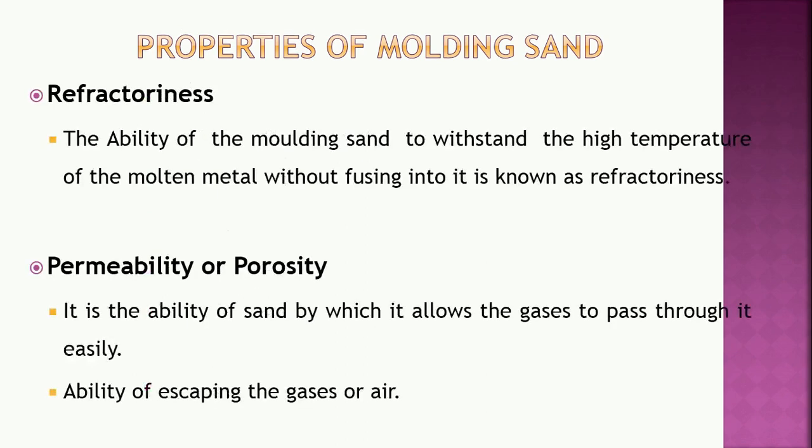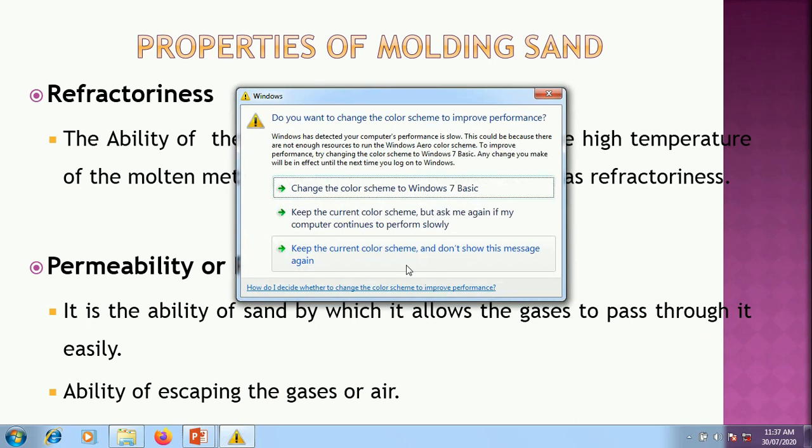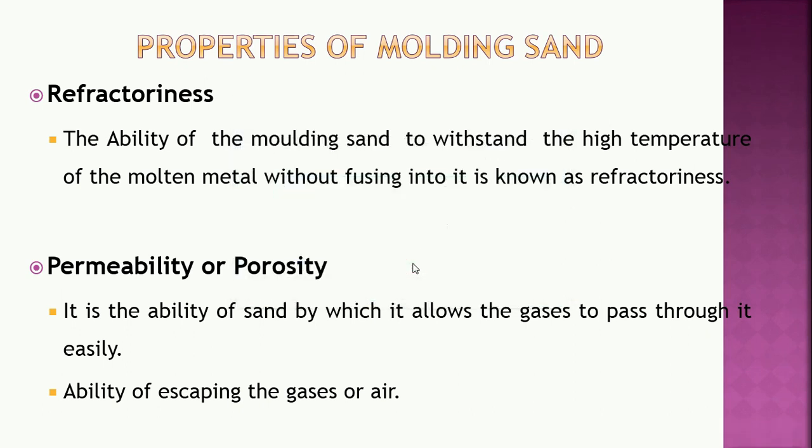First property is refractoriness. Molding sand must be refractory in nature. Refractoriness means the ability of the molding sand to withstand very high temperature of the molten metal without fusing, without burning, without losing its properties. That property is called refractoriness. Next one is the permeability or porosity.